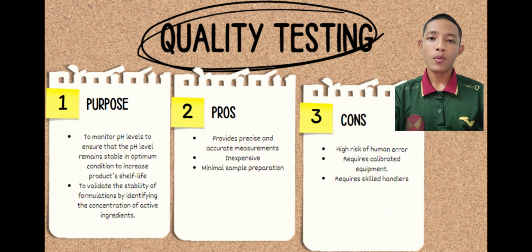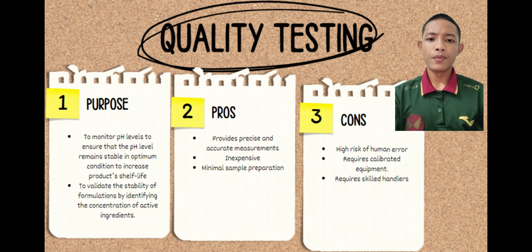One might ask, what are the pros and cons of using volumetric analysis? Well, everything has its own strengths and weaknesses, and this also applies to volumetric analysis. The benefits are that volumetric analysis offers precise and accurate measurements while being inexpensive in terms of cost. It also requires minimum sample preparation, so it can reduce the risk of contamination.